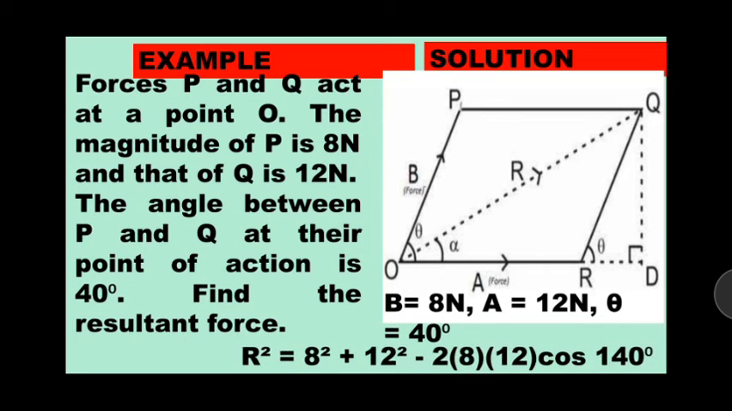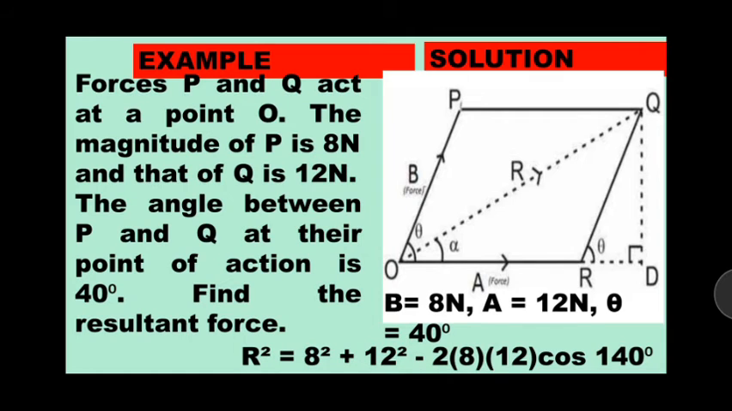Now let's see how we solve. You remember the formula I gave you. To get the resultant, we have 8 squared plus 12 squared minus 2 times 8 times 12, and we put our cos 140 degrees. That's the angle between OR and RQ. That will give us 140.